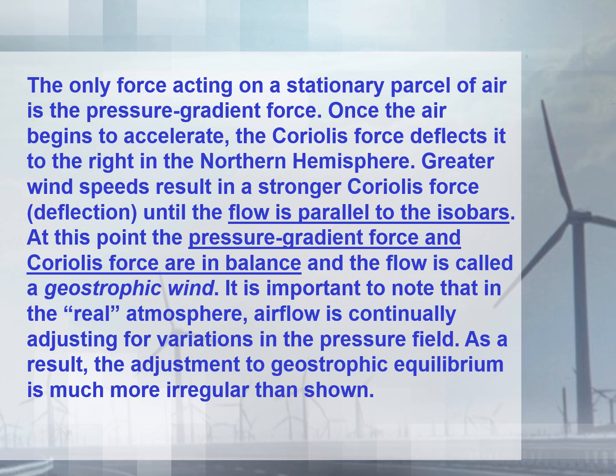Greater wind speeds result in a stronger Coriolis force or deflection until the flow is parallel to the isobars. At that point, which usually is at a higher altitude, the pressure gradient force and the Coriolis force are in balance, and the flow is referred to as geostrophic flow or geostrophic wind. It's important to note that in the real atmosphere, airflow is continually adjusting for variations in the pressure field. So as a result, adjustment to geostrophic equilibrium is much more irregular than shown. But this is really beyond the scope of our class.